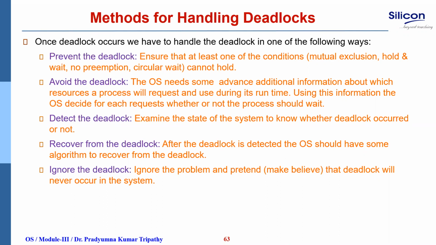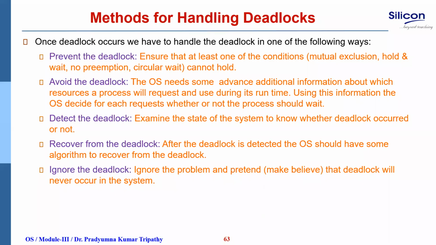Suppose we have taken all preventions and tried to avoid the deadlock, but still the deadlock occurs. Then we try to find out which processes are in the deadlock. There might be n number of processes, and out of these, a few may be forming a cycle. Those are in the deadlock. So we examine the state of the system to know whether deadlock occurred or not, that is, we have to detect the deadlock.